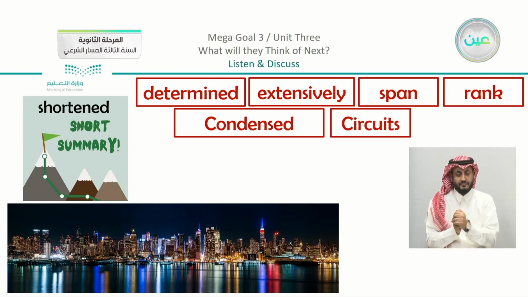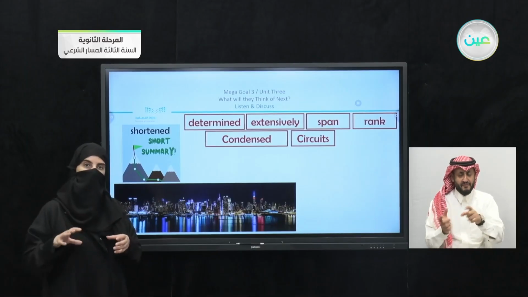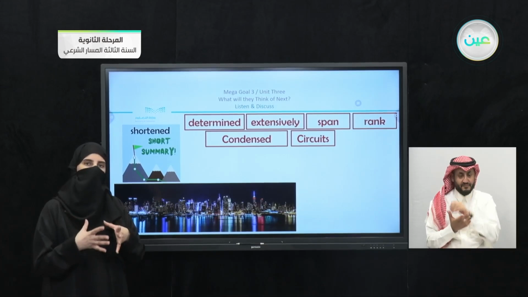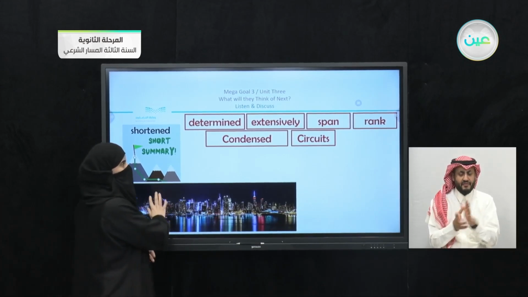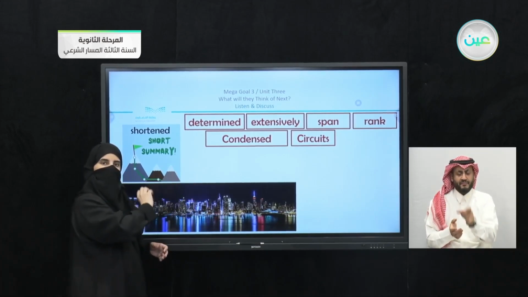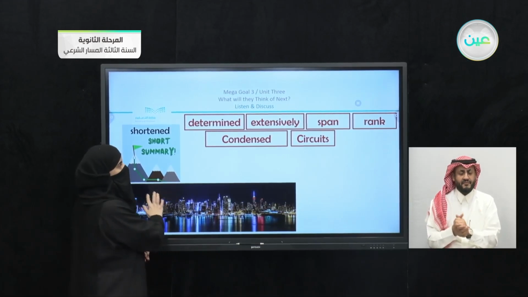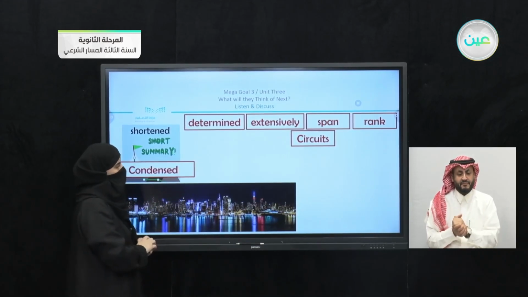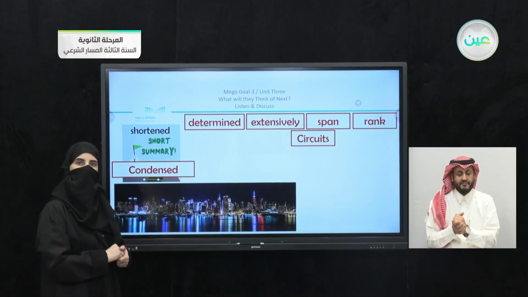Now we have here, if you remember the word shortened, I explained that maps in general are not the real picture or the real image or even the real idea about the places or the locations, but they are shortened. So which one of the words is it? I'm giving you time just to revise here. Yes, correct, condensed.